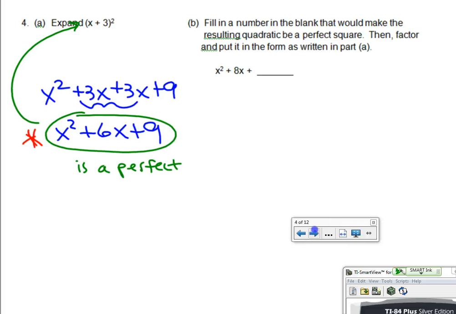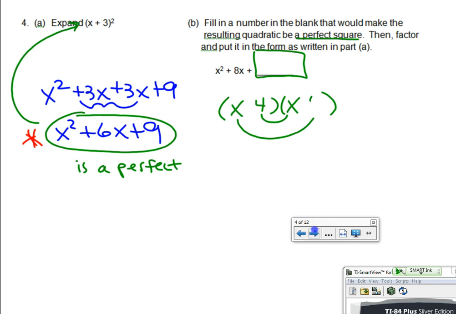So in order to make x squared plus 8x be a perfect square, what would have to be the adding number right here? Well, I know that I need two of the same. I know that my outer 2 and my inner 2 have to add up to equal 8, but they have to be the same. So in order for me to add up to make an 8 but still be the same, it has to be a 4.